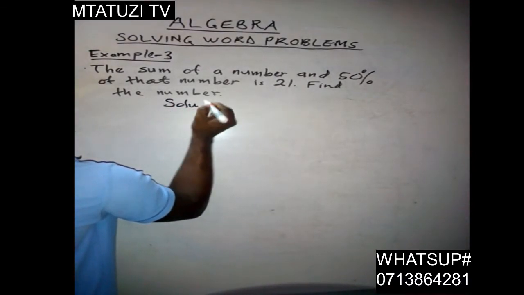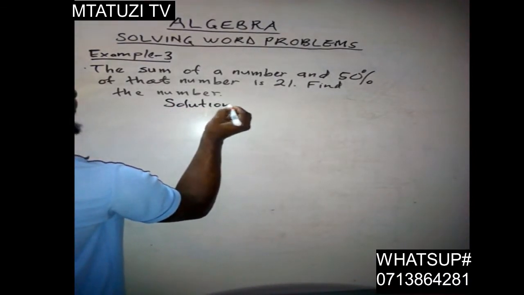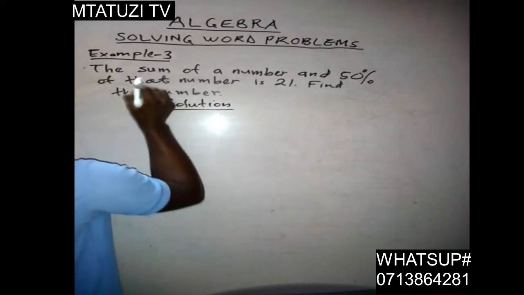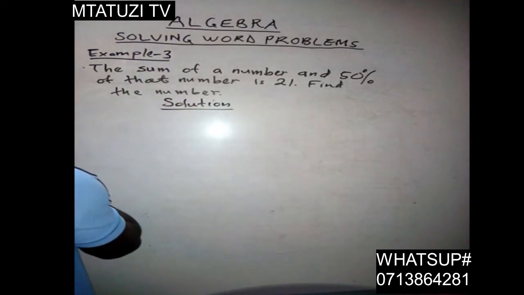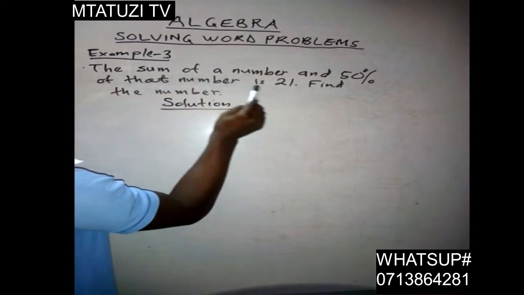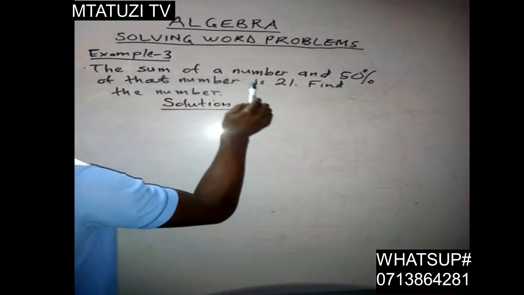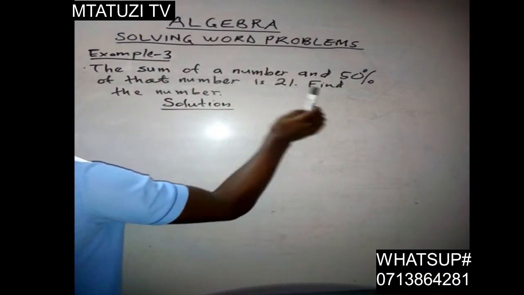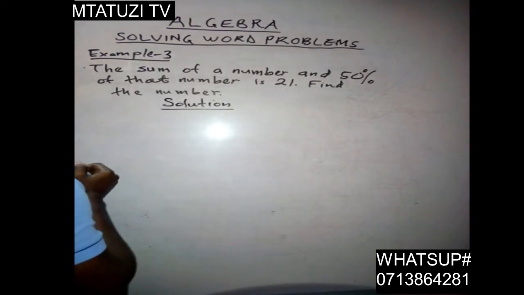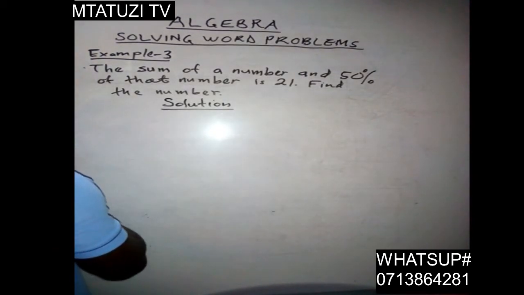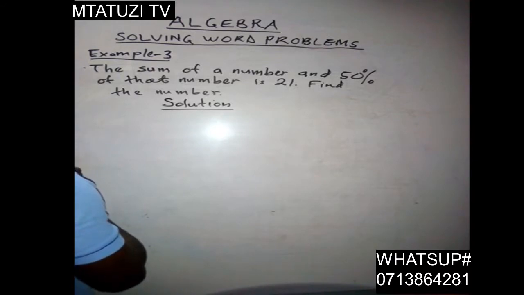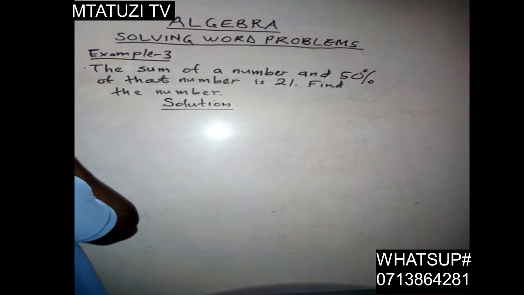In solving, you must understand the question. The sum of a number and 50% of that number is 21. Find the number. Do you know the number? You don't know. So let a letter represent that number.